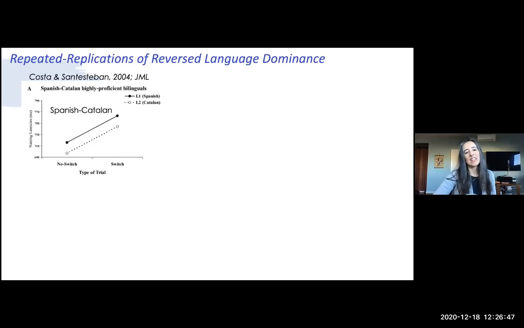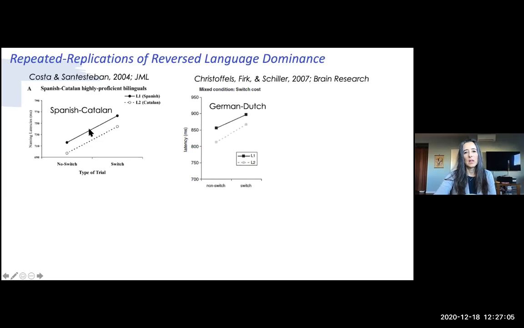Okay, so I'm going to show you all kinds of examples of reverse dominance that you can find in the literature. So this is Spanish, Catalan bilinguals. Spanish is the first and more dominant language, but naming times are slower in Spanish. Here we have the pattern with German, Dutch bilinguals. Same thing, slower naming times in the dominant language.